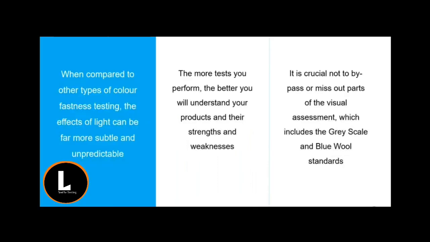So when compared to other types of colour fastness testing, the effects of light can be far more subtle and unpredictable. So ultimately, we're trying to predict how the sun's rays will behave on your chosen textile. This type of testing can be complex, but can be conducted by most lab technicians so long as they are familiarising themselves with these standards and taking some note of our top tips as well, which is always really useful.